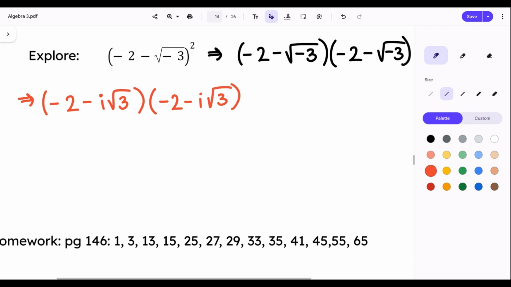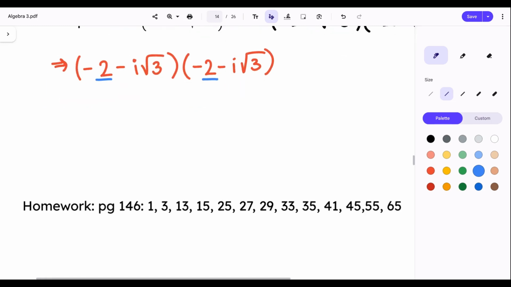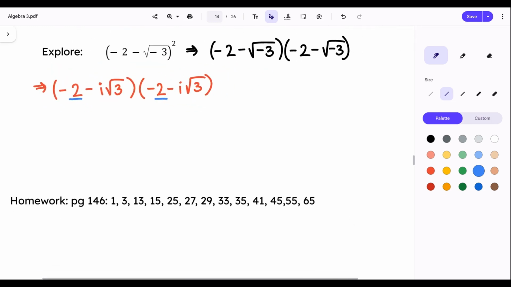Okay, now I'm going to begin my foiling process. So first terms would be -2, -2 times each other. So that becomes +4. Outside terms would be -2 times this -i square root of 3. There's not a lot that I can combine there, but I can put some things together. I also have a negative times a negative, so it is going to become plus, and then I'm just going to write 2i square root of 3.